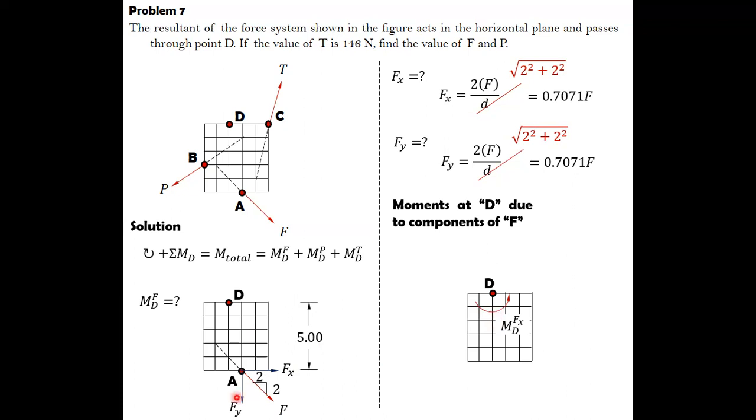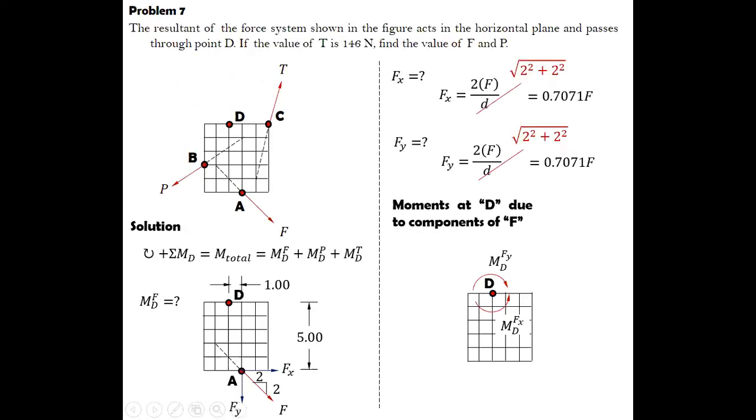Next is the moment generated by the y component of F, which is Fy. Now, the moment arm is the shortest distance from point A to point D. So that is simply 1. And then the rotation is this time clockwise. Since this is counterclockwise, it is negative, and the formula will be Fx multiplied by 5. And since this is clockwise, it is positive, so the formula will be Fy multiplied by 1.